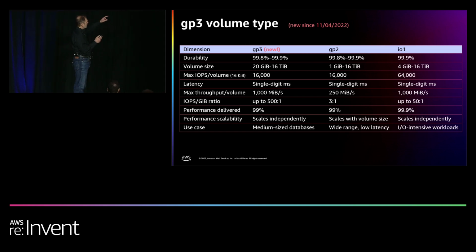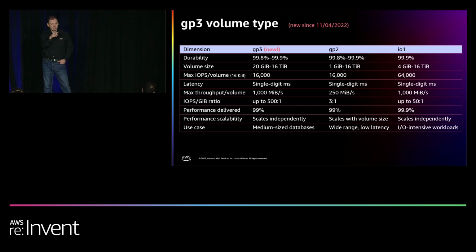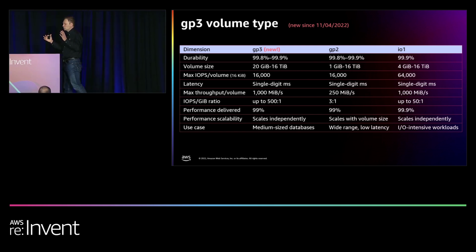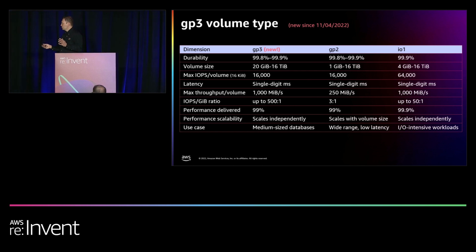Another good point is the max throughput. You can now scale the throughput all the way to 1,000 megabytes per second. Very powerful stuff. And maybe one more difference is that the IOPS to gigabyte ratio, you can scale up to a 500-to-1 ratio. So 500 IOPS per every gig. Again, it is a whole lot more flexible now compared to GP2.